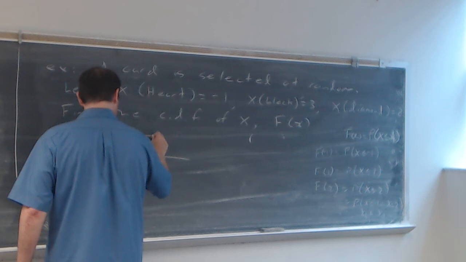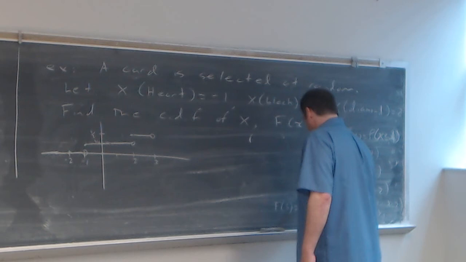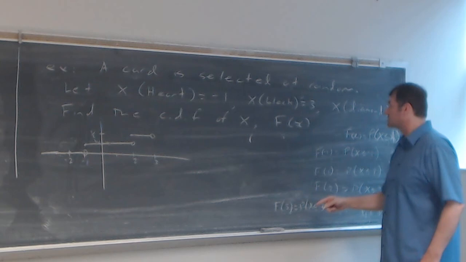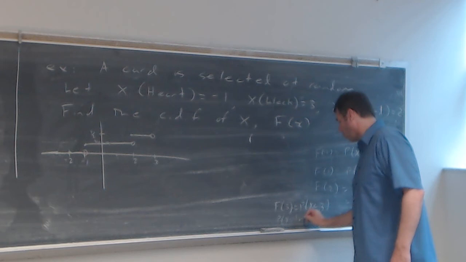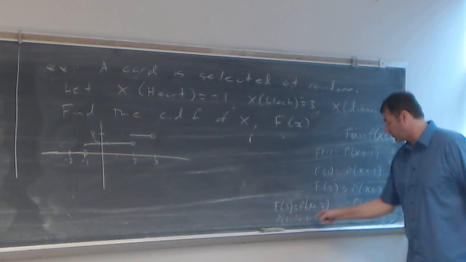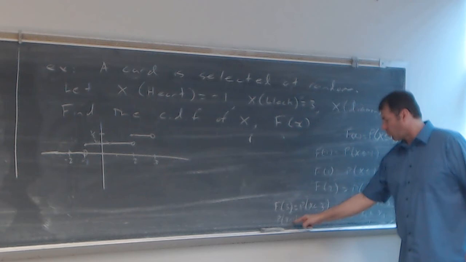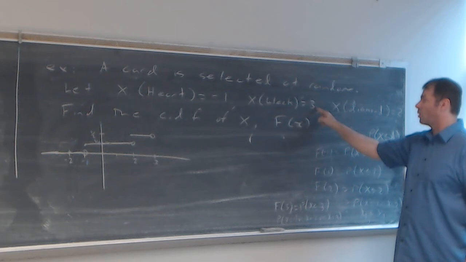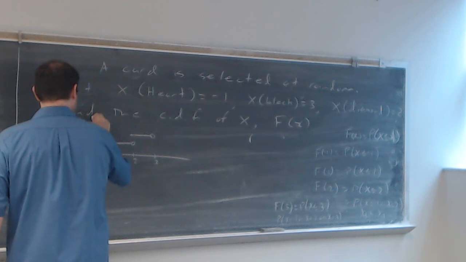And then at 3, somebody says, what's F of 3? That's the probability X is less than or equal to 3. That's the same thing as the probability of X being equal to minus 1, or X equal to 2, or X equal to 3, which are disjoint events. Their union, that's what the word means. And so we add up the probability of each of these events. 1/4 plus 1/4, that's 1/2. And what's the probability X is equal to 3? That's 1/2, because it means you get a black card. It's 1/2 of the time. So overall, we get 1 here. And from then on, we're going to get 1.